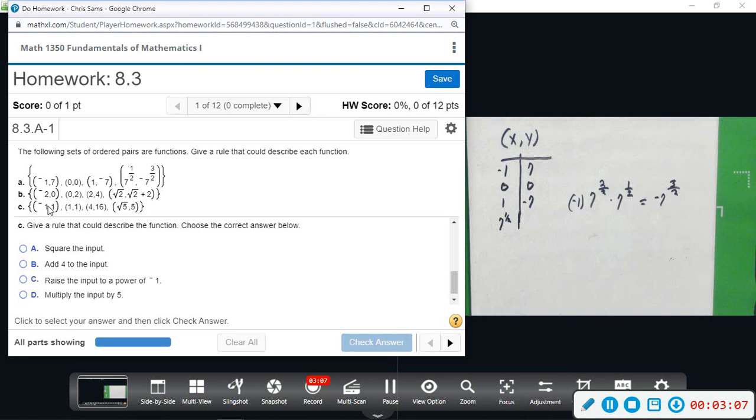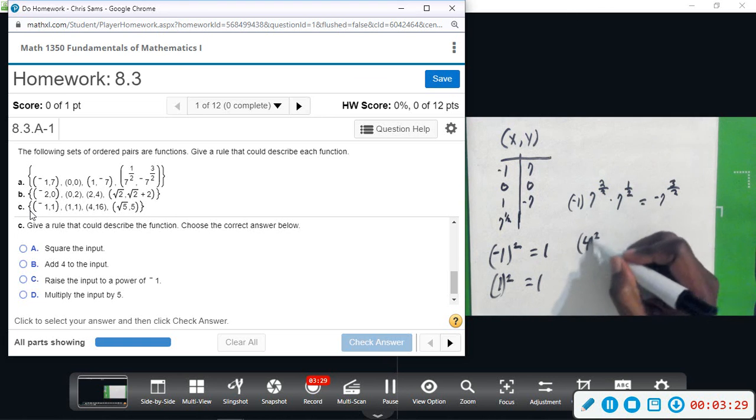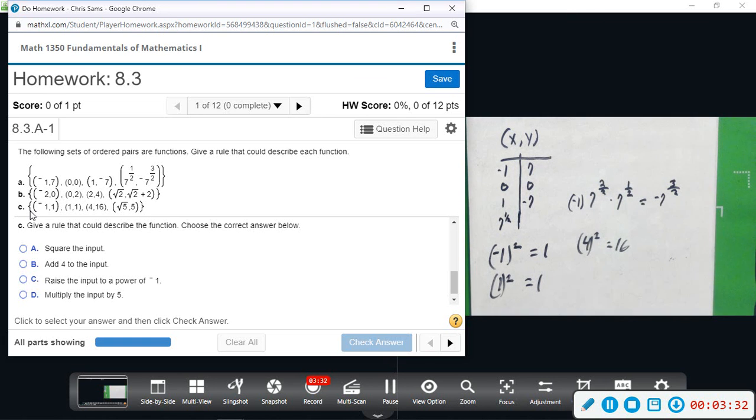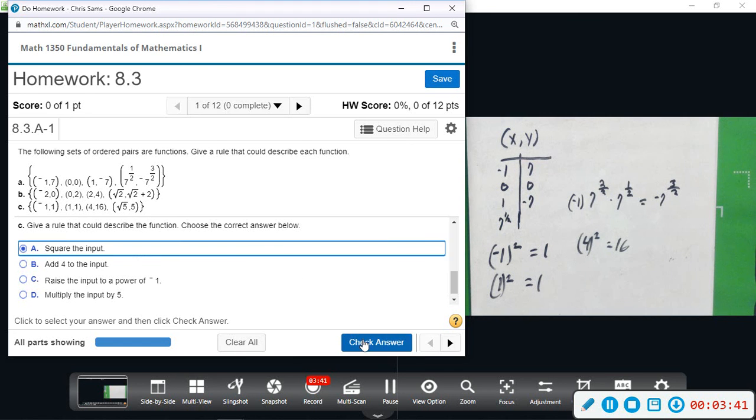And then C, we have -1, 1, 1, 1, 4, 16, square root of 5, 5. Square the input. So if I did -1 squared, what we're doing here is we're squaring it, multiplying it times itself, we would get 1, and that matches. If we did 1 squared, okay, we would get 1. If we did 4 squared, we would get 16, so that looks really good to match. And the other ones will not add. 4 raised to the -1 power, multiplied by 5. Squaring it is going to be the rule for part C.